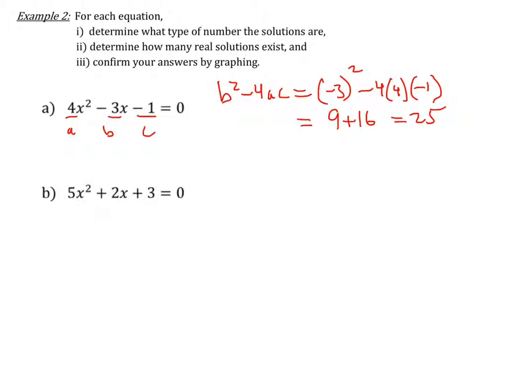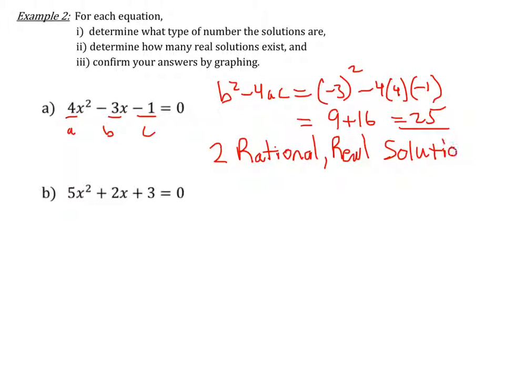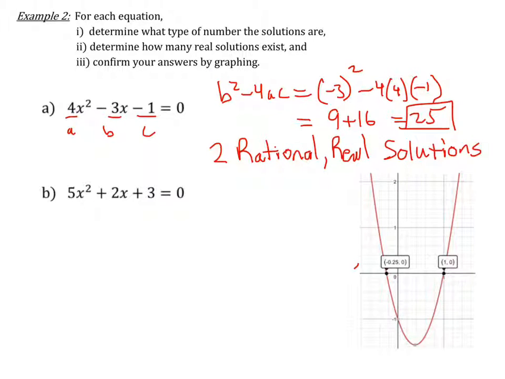So when that goes under the square root, it's going to come out to be a perfect square that we can take the square root of in the quadratic formula. So we will have two rational, which are real numbers, solutions. So two rational and real solutions. It's rational because this is a perfect square. If it's not a perfect square, then the quadratic formula will give a square root and we'll have an irrational number. We can confirm that by graphing.